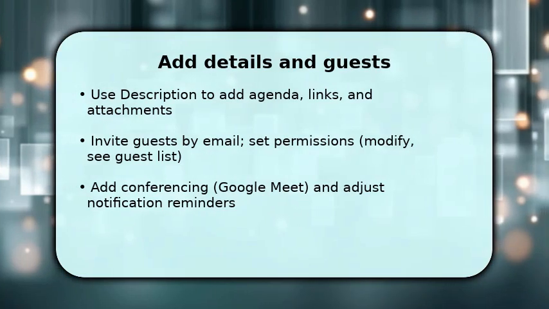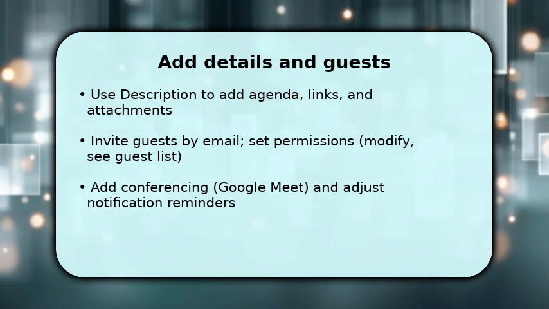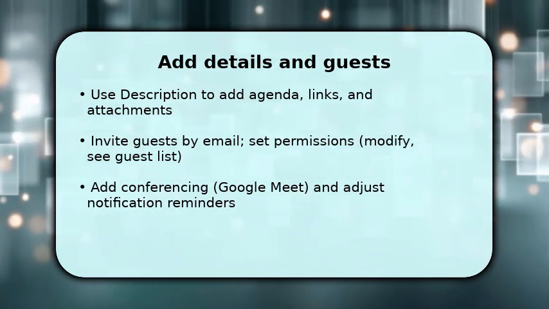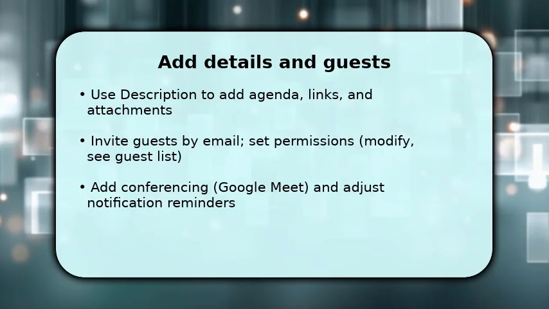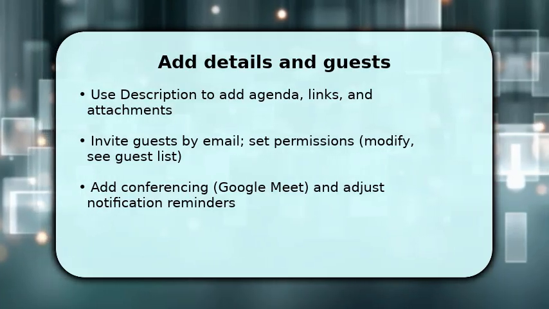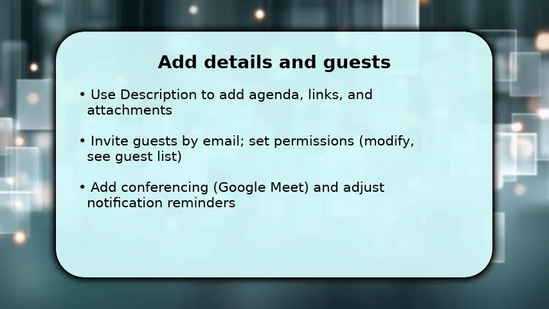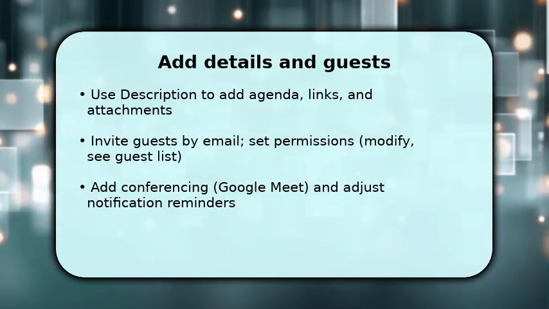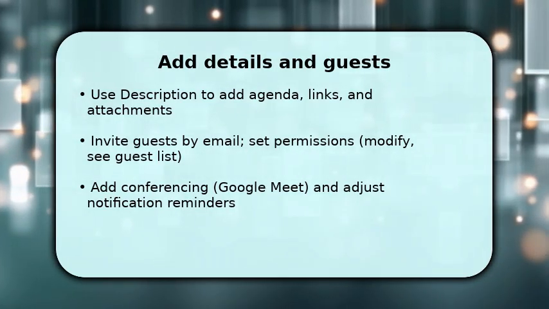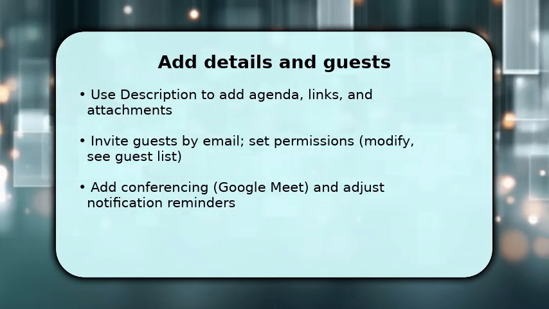Now you'll add the details that make the appointment actionable. Use the description box for the agenda, links, or attachments so everyone has context. That reduces back and forth. Then invite guests by entering their emails and choose guest permissions, allowing modification or not, so you control edits.